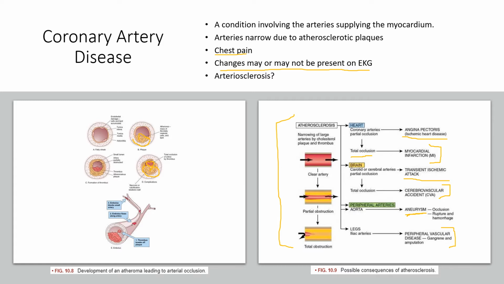Arteriosclerosis is a little bit different than atherosclerosis. Arteriosclerosis is actually the hardening of the arteries, and this is usually associated with older adults and patients with diabetes. The arteries eventually lose their elasticity and become hard and narrow, which could result in cardiac ischemia.